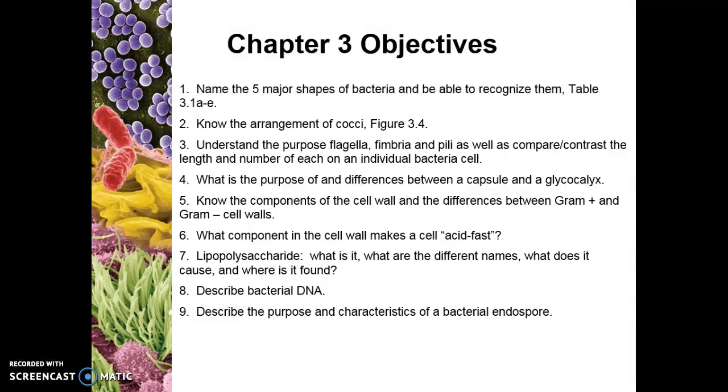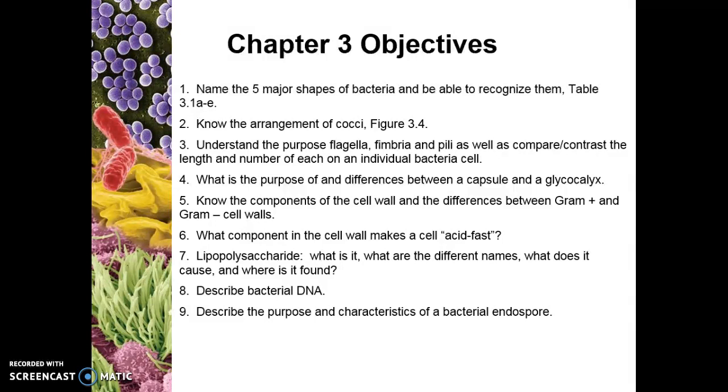You want to understand the purpose of flagella, fimbriae, pili, as well as be able to compare and contrast the length and number of each of these on an individual bacteria cell. What is the purpose of and differences between a capsule and a glycocalyx? Name or know the components of the cell wall and the differences between gram-positive and gram-negative cell walls. And some of this material here will possibly cross over into the lab.